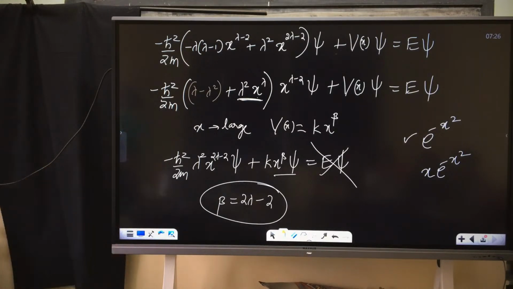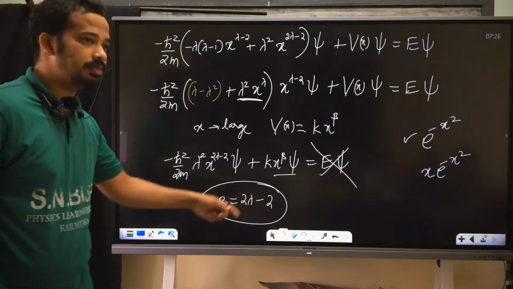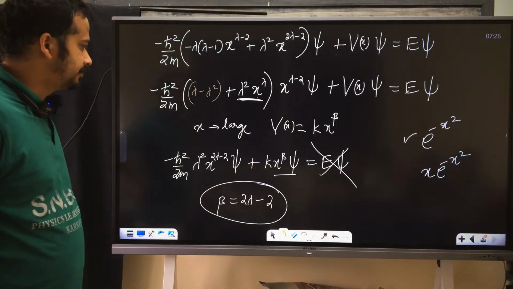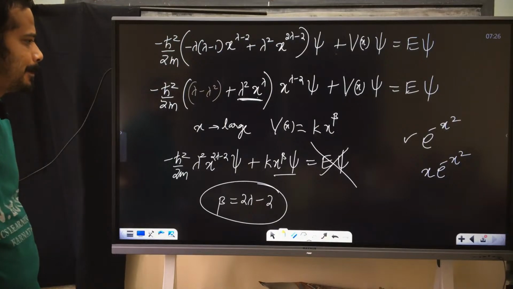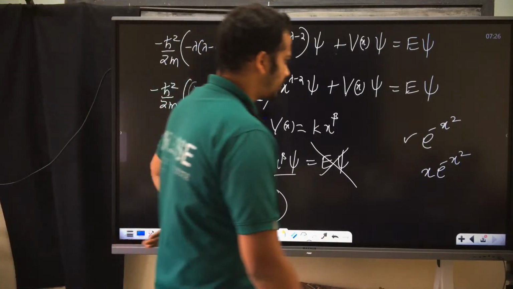Beta by 2 plus 1 is the answer? Answer A, beta by 2 plus 1. Yeah, this is beta by 2 plus 1 only, lambda. Not so clear. Can you plot and check?